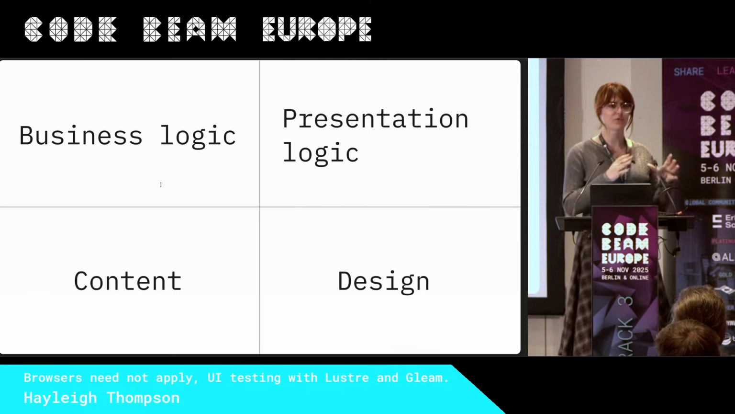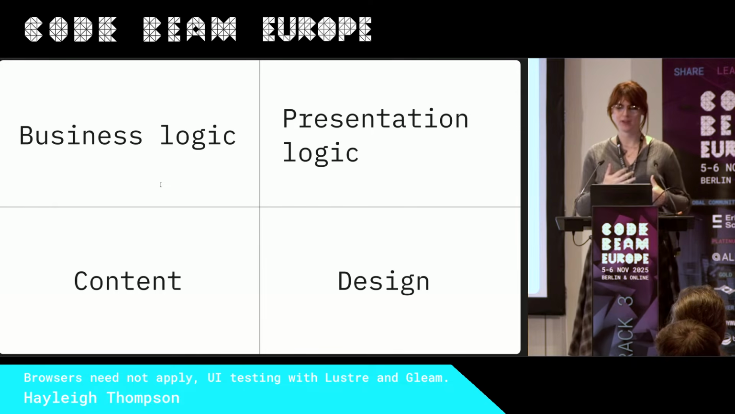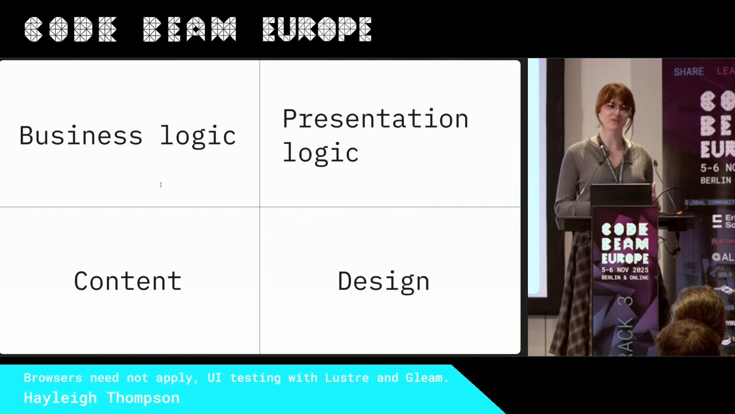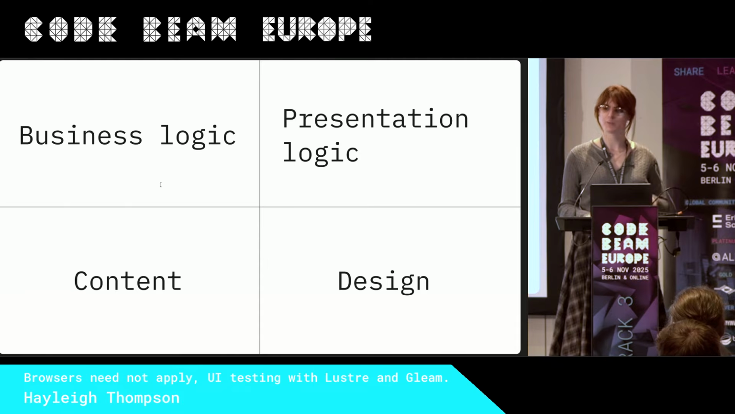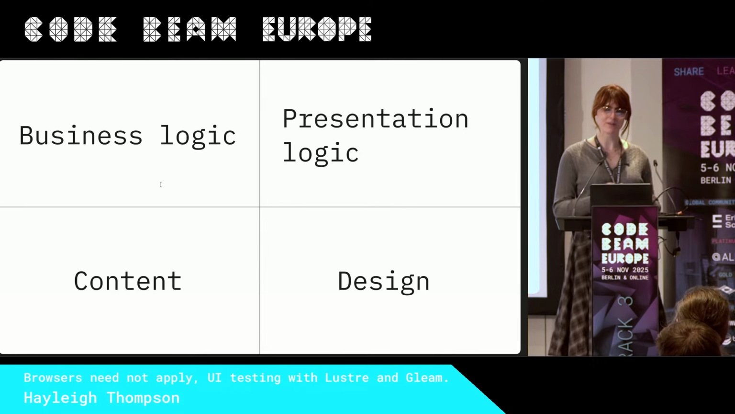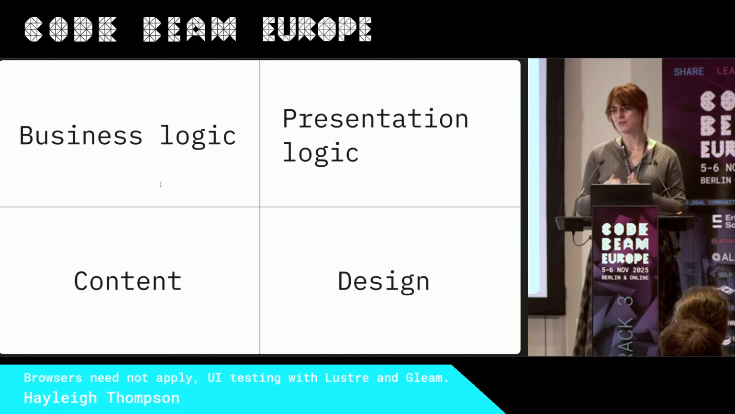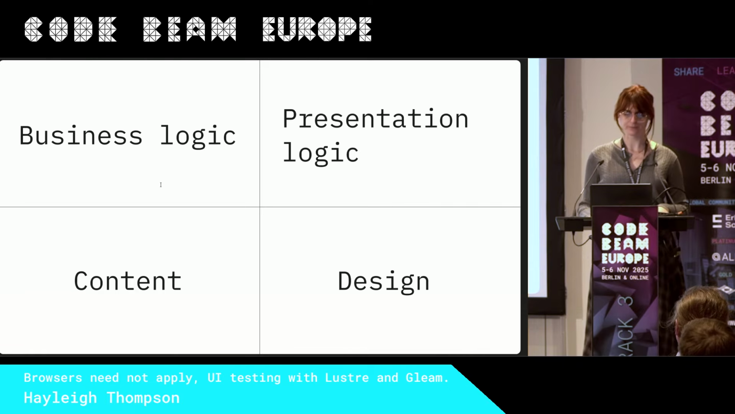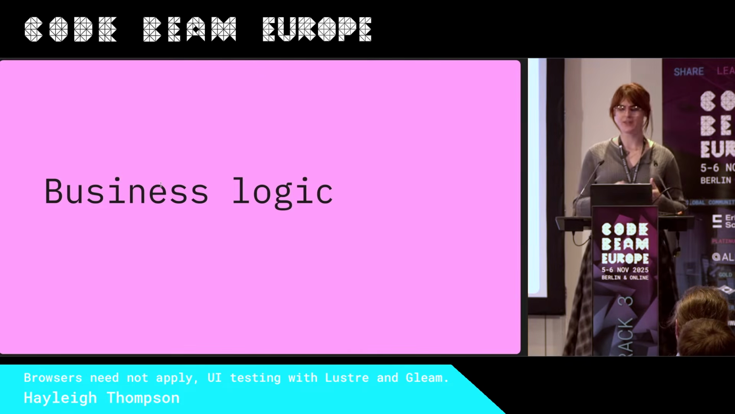So I had these 4 categories of tests, the kind of things that we might test for in a UI test. And I'm going to go through each of these now and look at how that separation really makes it possible to pinpoint each of these categories. So the first is business logic.